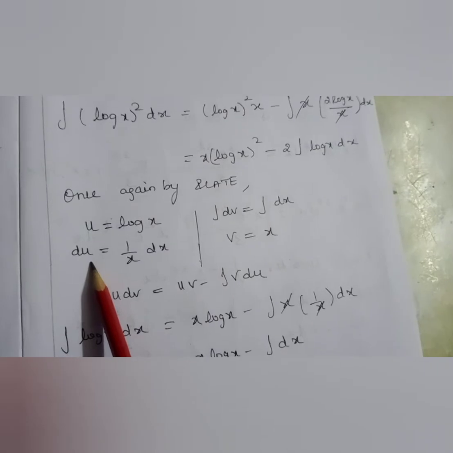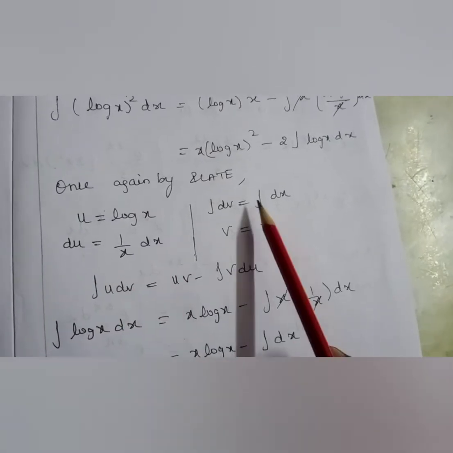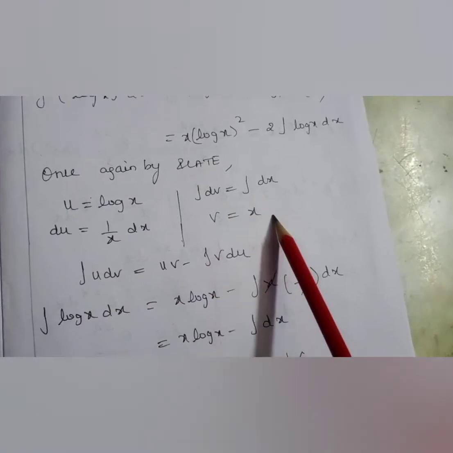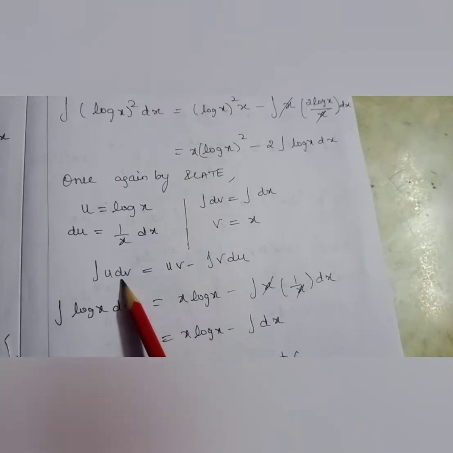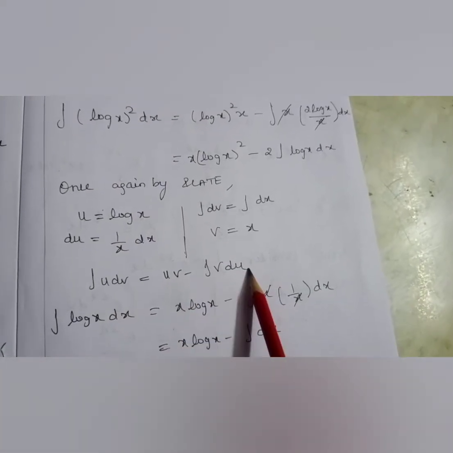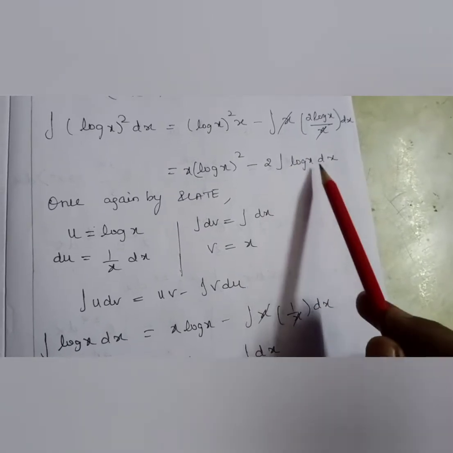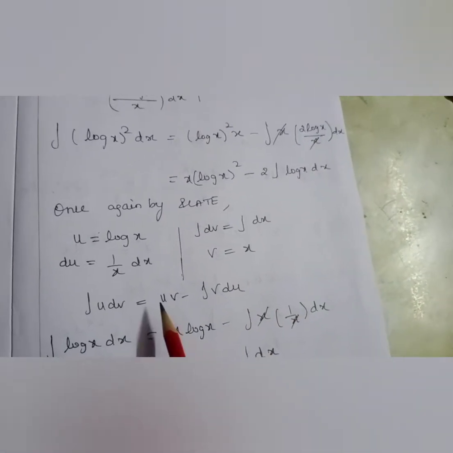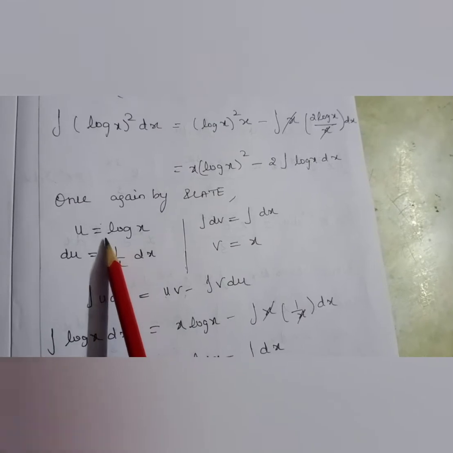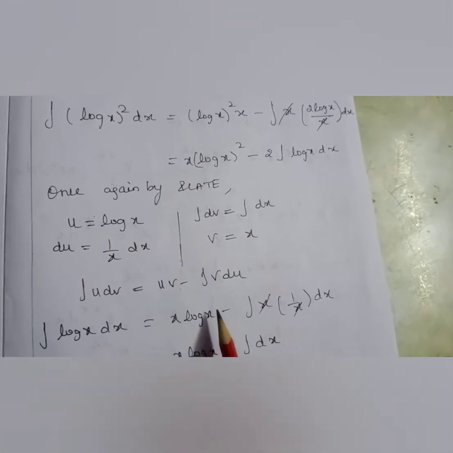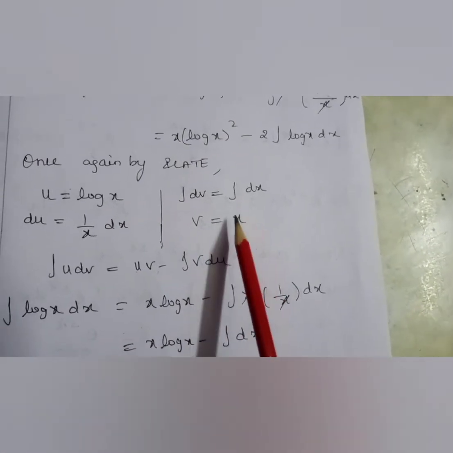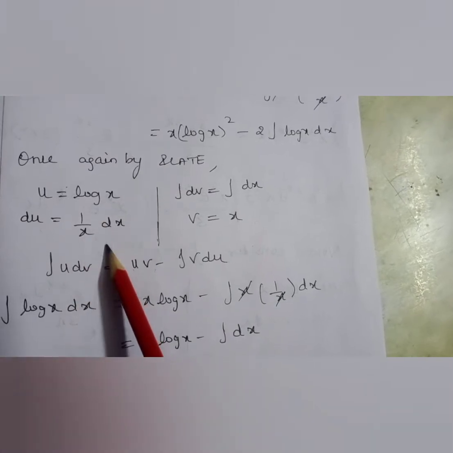So differentiating u, I will get 1 by x dx, and integrating dv, I will get v equal to x. So once again substituting, integral u dv is equal to uv minus integral v du. This part alone first I will write, that is the integral log x dx part, which is equal to u into v. What is my u here? Log x into x, that is x log x, minus integral v du, that is x into du, which is 1 by x into dx.